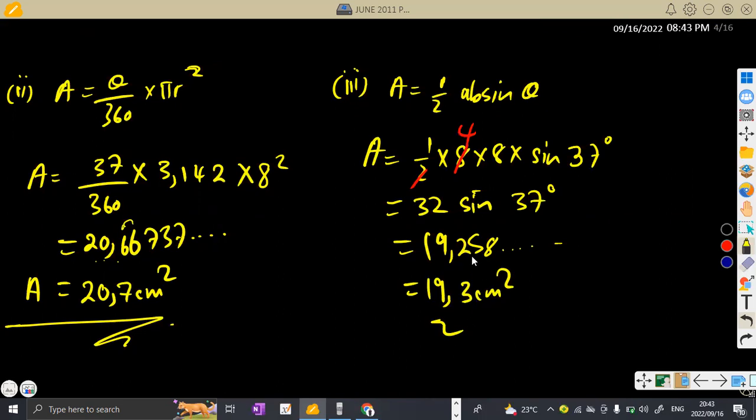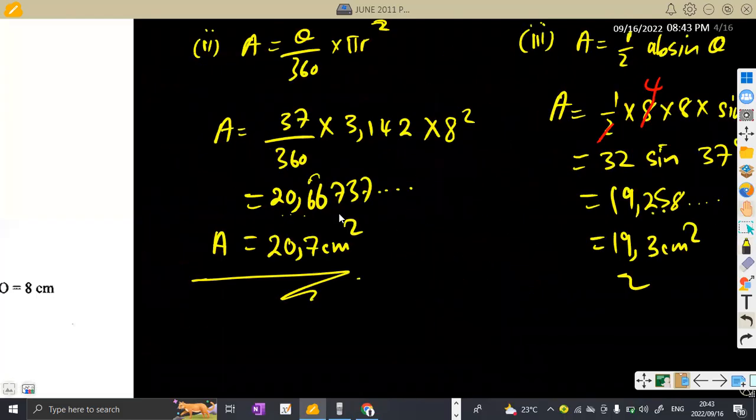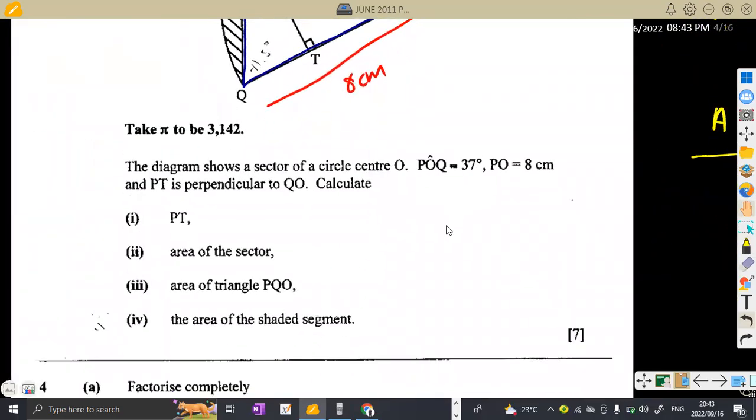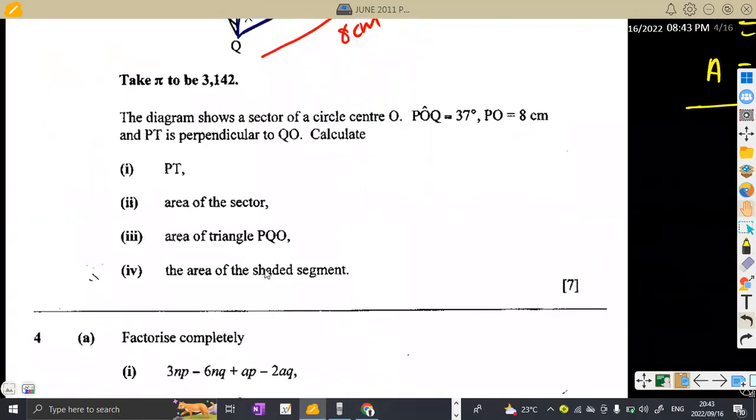Okay, so that's your area, because this 5 is going to change 2 into 3. So you're going to have 19,3 square centimeters. Okay, then the other part now, which is actually the last part of question 3, is to calculate the area of the shaded segment.